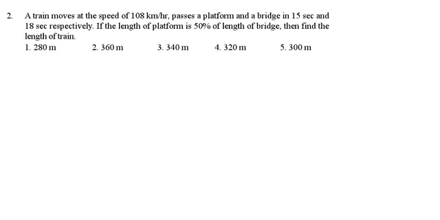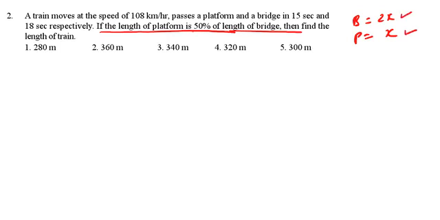A train moves at the speed of 108 km per hour, passes a platform and bridge in 15 seconds and 18 seconds respectively. If the length of the platform is 50% of the length of the bridge. So here what you need to consider, bridge length I am taking 2x, platform length will be x, because the length of the platform is 50% of the length of the bridge.